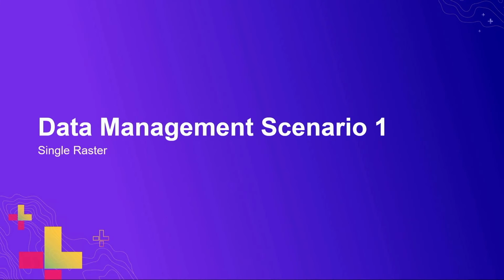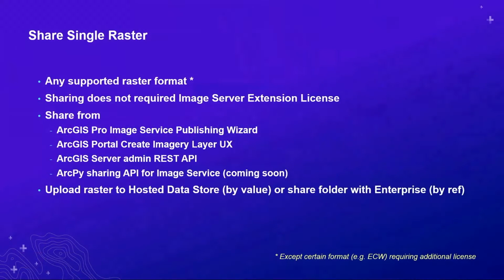Now let's go through different data management scenarios. Let's go through the first data management scenario, which is the simplest case: sharing a single raster. Sharing a single raster is actually pretty straightforward. ArcGIS Server supports sharing all supported raster formats. There are over 100 different raster formats that can be shared as an image service. Sharing a single raster dataset does not require the Image Server extension license. If you have a Server Advanced license, you can also share a single raster as an image service.